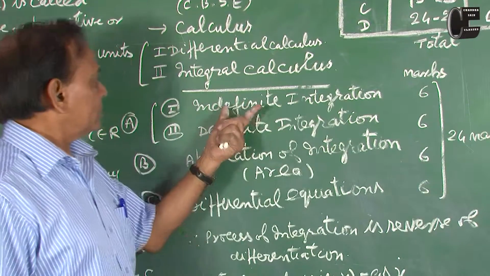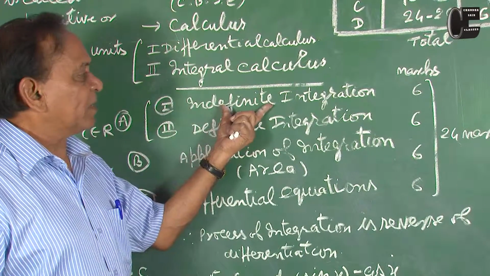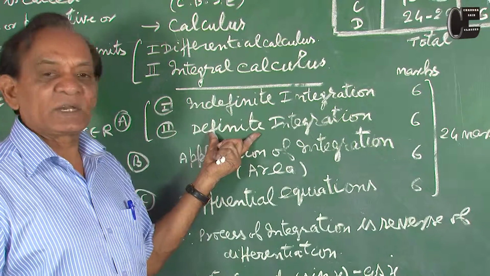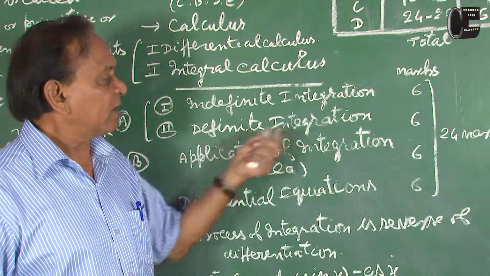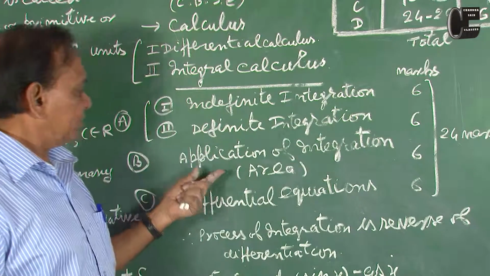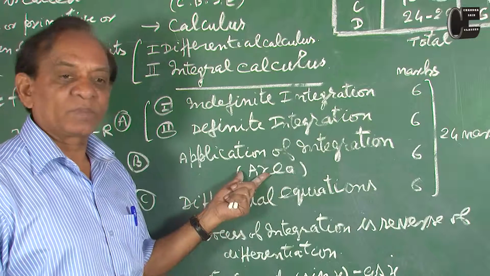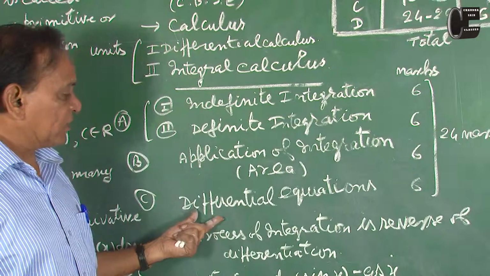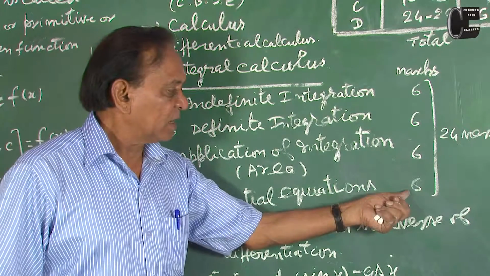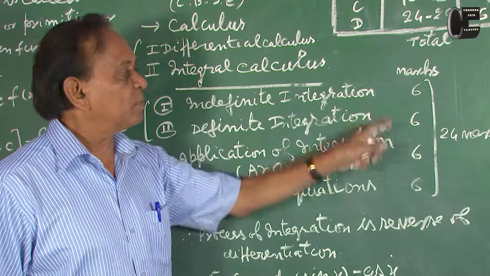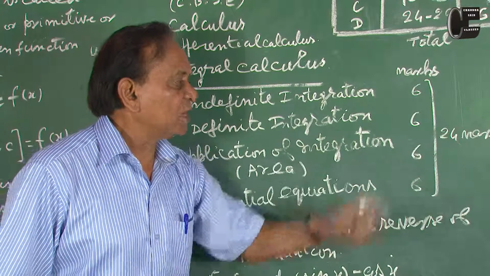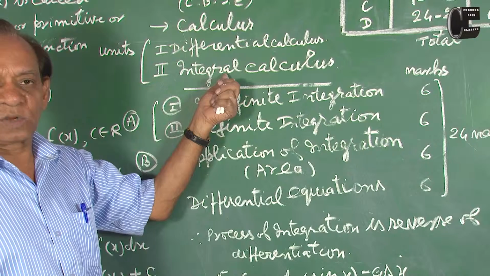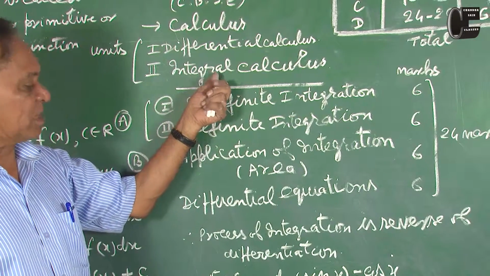A question on indefinite integration will be of 6 marks. A question on definite integral, that is on theorems etc., will be of 6 marks. Application of integration, that is area, one question of 6 marks. And differential equations will carry 6 marks. Therefore, a total of 24 marks will be for integral calculus. This is a very important branch of our mathematics.